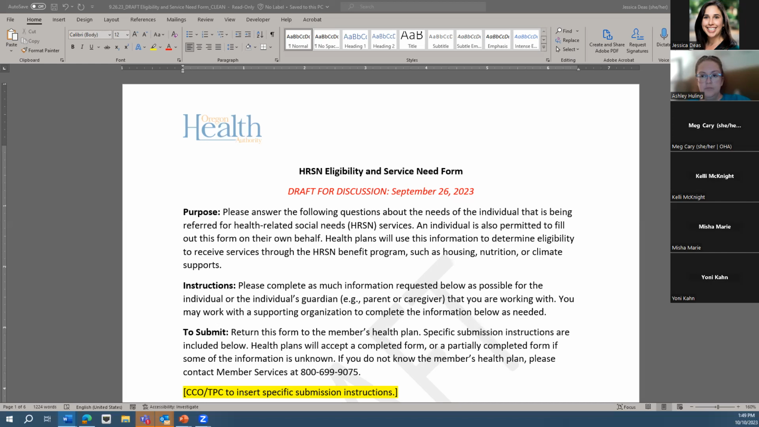You can also have two separate formats, which I realize is administratively difficult for OHA: one for an agency that's providing support to someone to fill out the form, and one for self-referral. Thank you.